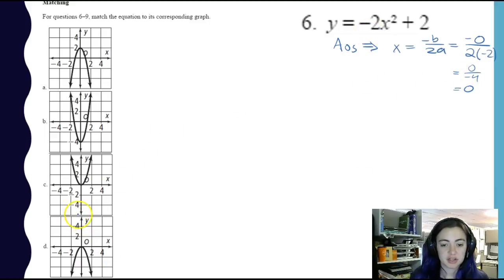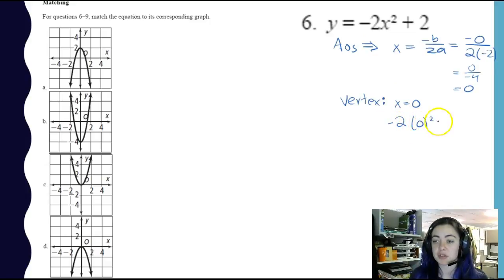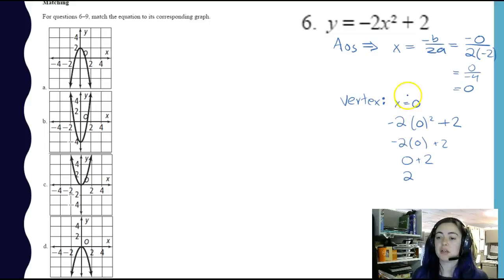It does look like that's not super helpful for us quite yet. Let's see, we could do the vertex. That's when you can substitute in. So when x is equal to 0, what is y? In this case, it would be negative 2 times 0 squared plus 2. Negative 2 times 0 plus 2, because 0 times 0 is 0. Negative 2 times 0 is 0, plus 2. 0 plus 2 is 2. So the vertex is at 0, 2.